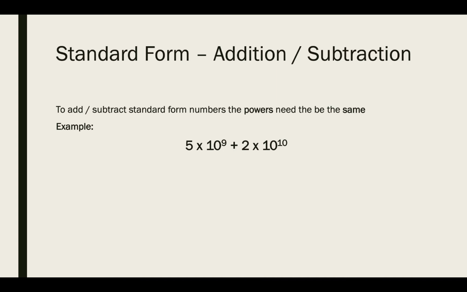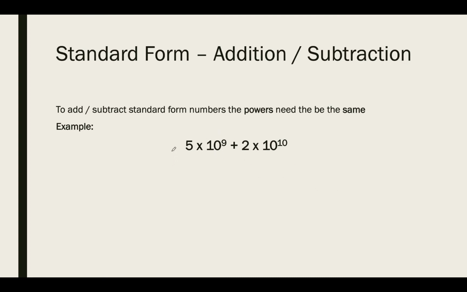So the first thing we have to make sure is that both of our numbers are to the same power. Now we can see here immediately that these numbers are not to the same power. This one's to the power of 9 and this one's to the power of 10. So a conversion is going to have to be done here. If you're not confident on standard form, you might find it difficult to convert between different powers.